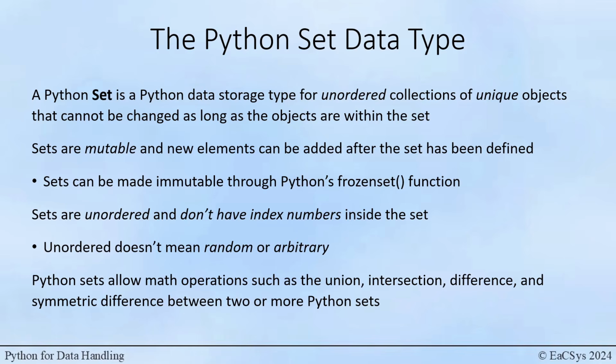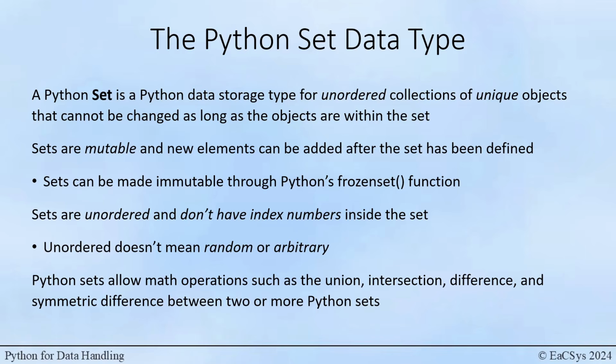The properties of sets are that sets are mutable, and that is that new elements can be added after the set has been created or defined. So this means that you can increase the size of the set and add new items to the set whenever you want. There is one exception to this, and that is that the set can be made immutable through Python's frozenset function. And that means that the set will be effectively frozen and cannot be changed after the use of Python's frozenset function.